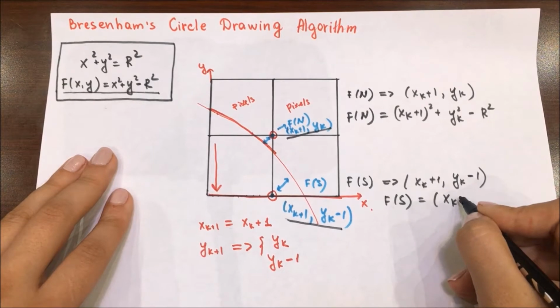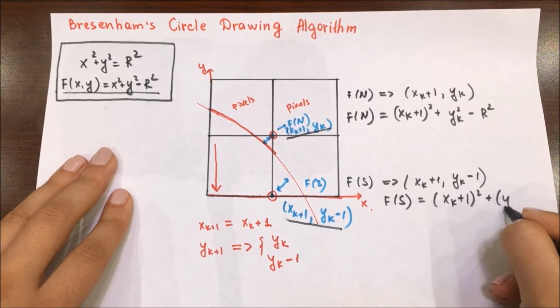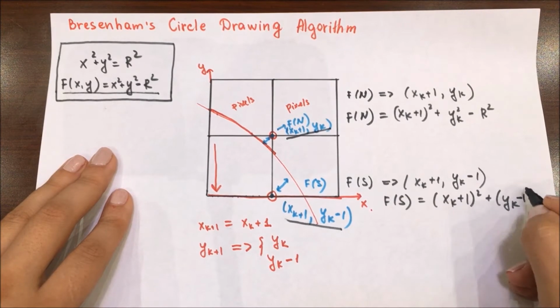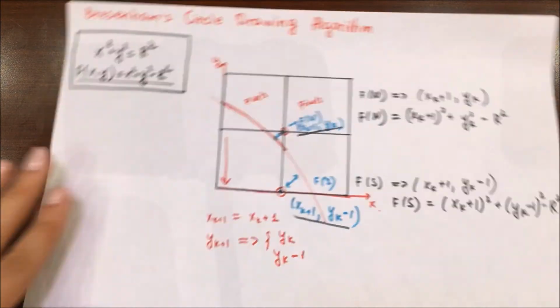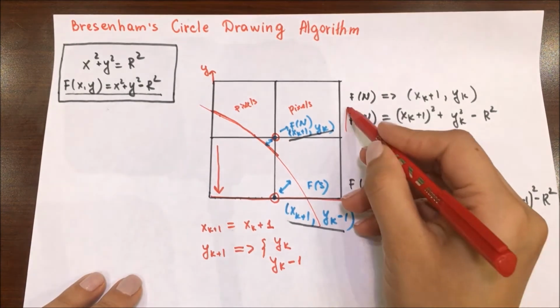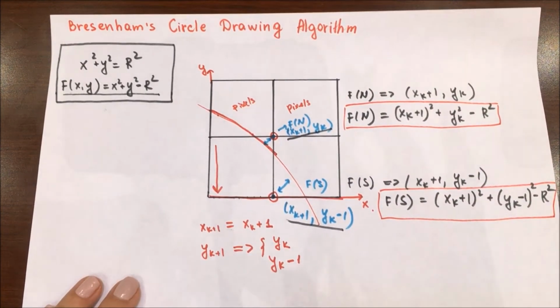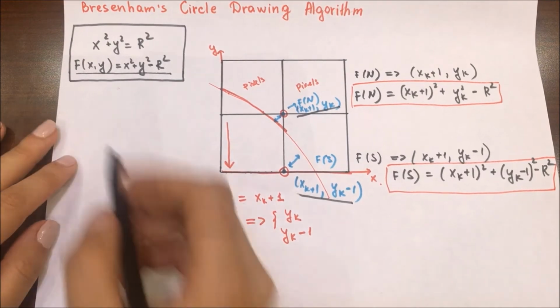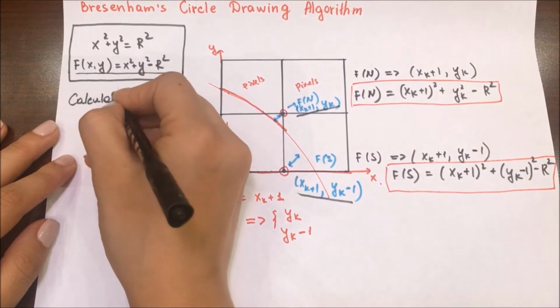F of s equals xk plus 1 squared plus yk minus 1 squared minus r squared. Here we replace x with xk plus 1 and we replace y with yk minus 1. According to the circle equation, we have already found these 2 functions. Now the computer will choose one of these 2 selections to plot.